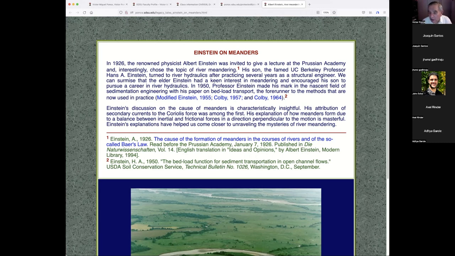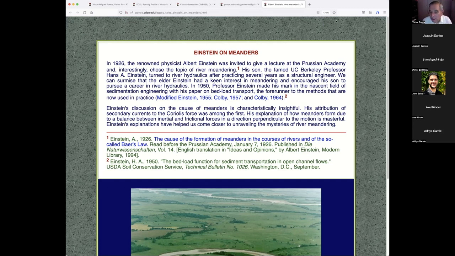Now, Einstein was looking at the relative balance of the forces across the direction of motion. And of course, he didn't do any calculations. He had all the right ideas, but he didn't do any calculations because obviously he was just giving a lecture, a talk, the beginning of something, perhaps in the future.